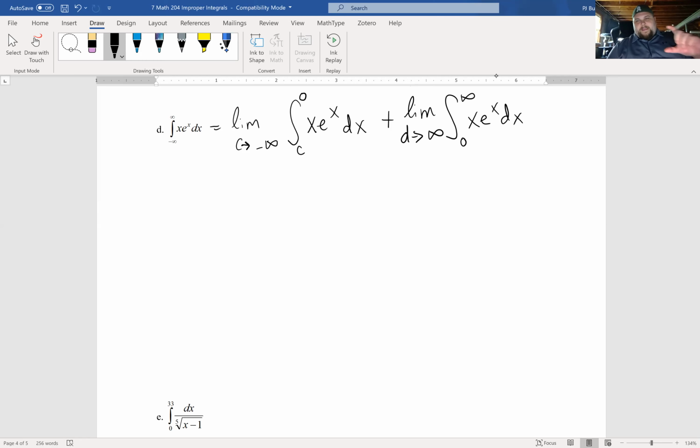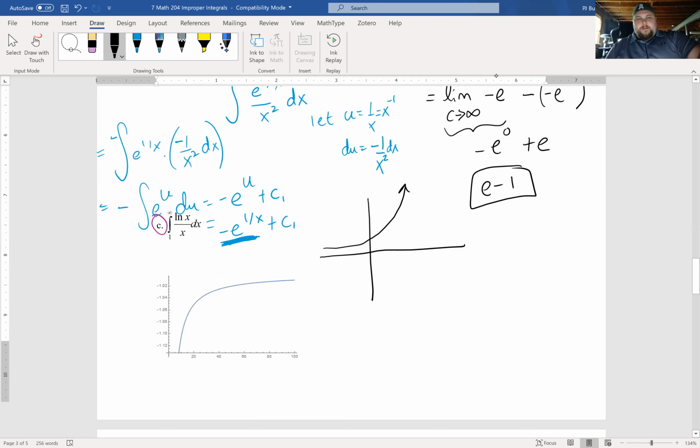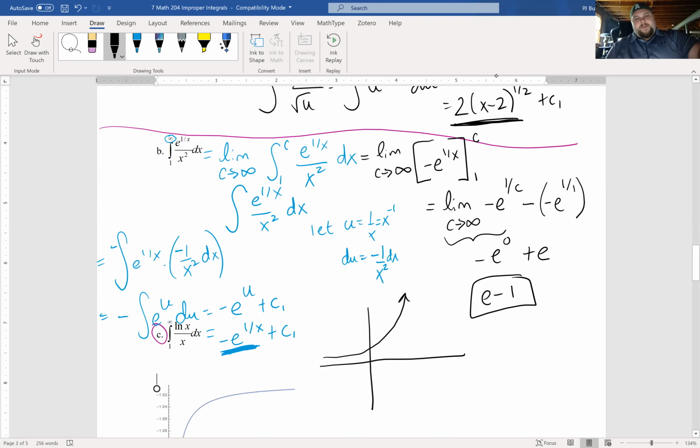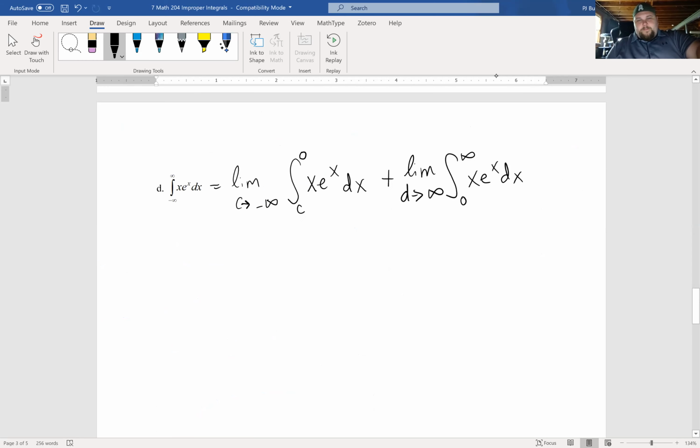So before, we had a single bound that was a problem. We just replaced that bound. We also had, in the previous example, an infinite bound. And then this time we've got the situation where both bounds are infinite, so we had to break it up into 2 parts. And I guess maybe I'll do E as well for you.